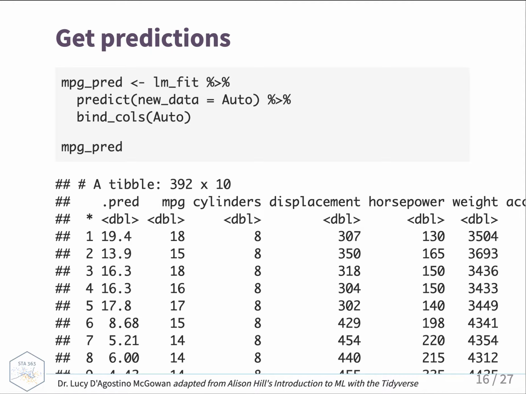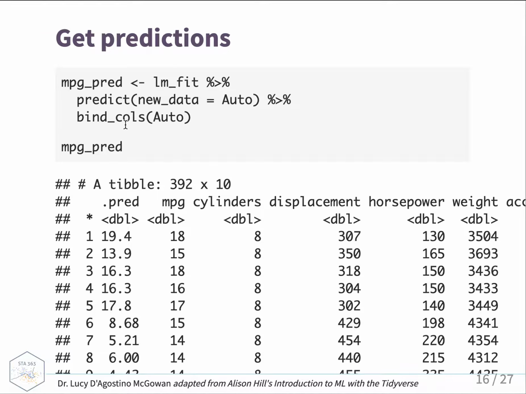Okay, so this is what you should have gotten in the previous application exercise piece. We took our lm_fit, piped it into the predict function, and set our new_data to be the same as the data that we fit the model on. So we set that data to be auto. And then we piped that to the bind_cols function, which binds the columns of the output from our prediction and the full data set.